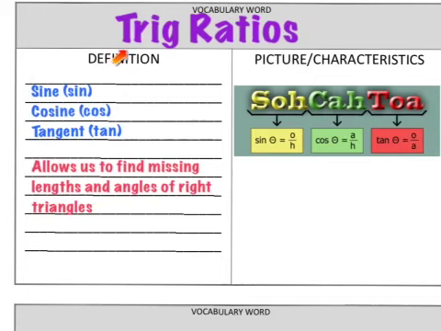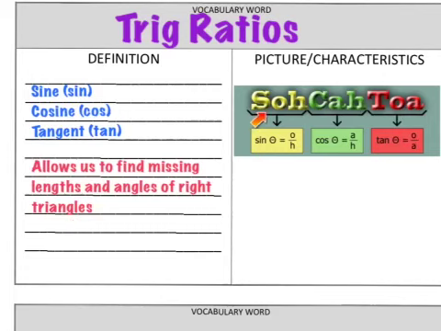Okay, next thing we need to talk about are trig ratios. So trig is just short for trigonometry. And ratios, we've been working with those. Those are just the fractions that compare two numbers. So when we talk about trig ratios, we use the words sine, cosine, and tangent. Sine we abbreviate with SIN. Cosine we use COS. And tangent TAN. Trig ratios allow us to find missing lengths and angles of right triangles.